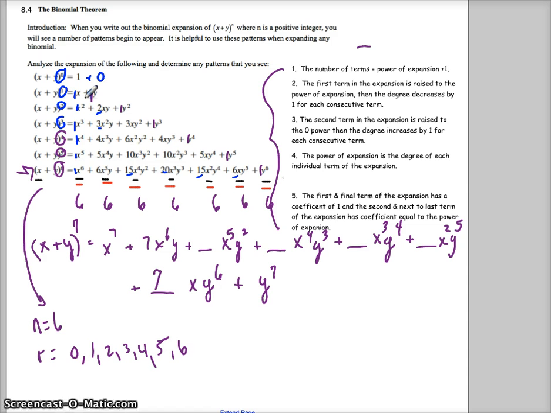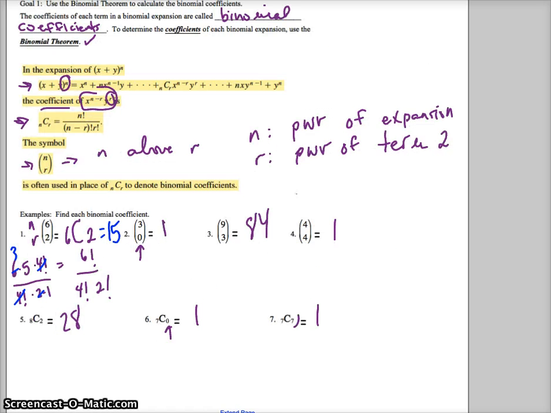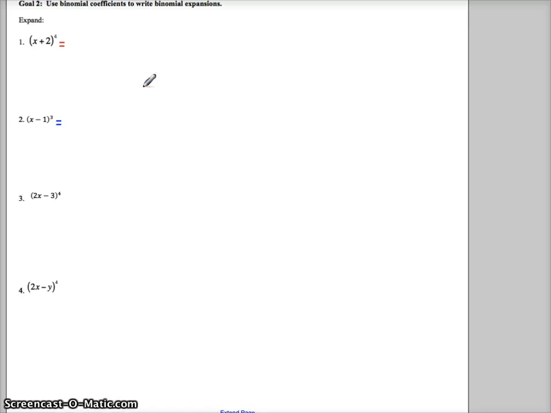So when r is 0, that gives you the leading coefficient of the expansion, or the coefficient of the first term, and when r is equal to the power of expansion, you are now at the coefficient of the last term. Okay, so let's use these things and expand these binomials. So here we have x plus 2 raised to the 4th power. So our first term is x, and our second term is 2.